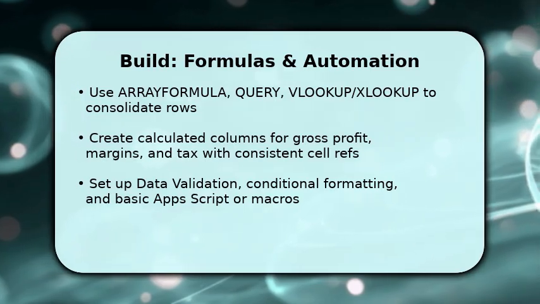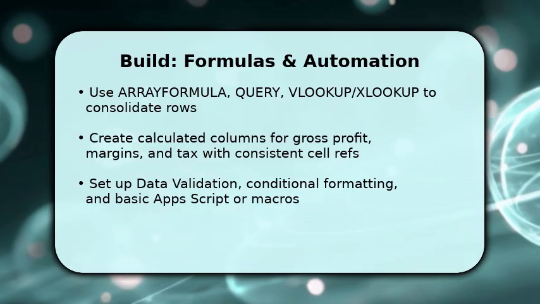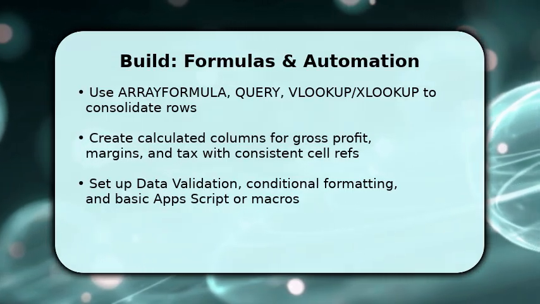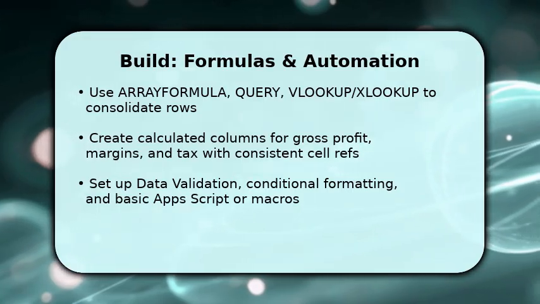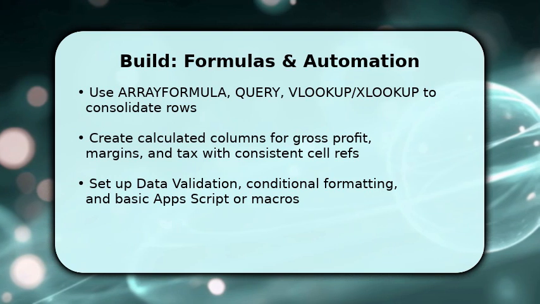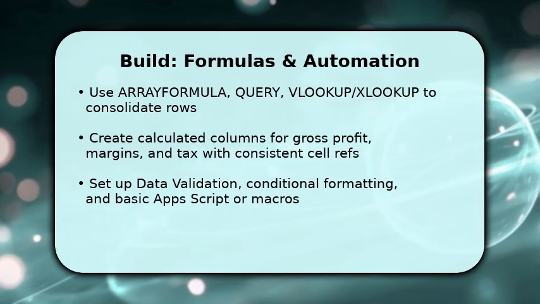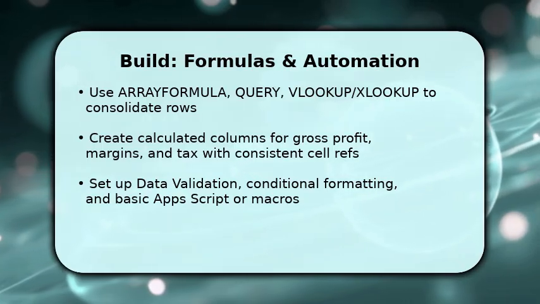Create calculated columns for gross profit, margin percent, and tax, and anchor references with dollar signs to prevent breakage. Then add data validation and conditional formatting to catch outliers. Finally, implement simple Apps Script functions or a macro to auto-refresh imports and send weekly reports. This saves hours and keeps your reports current.